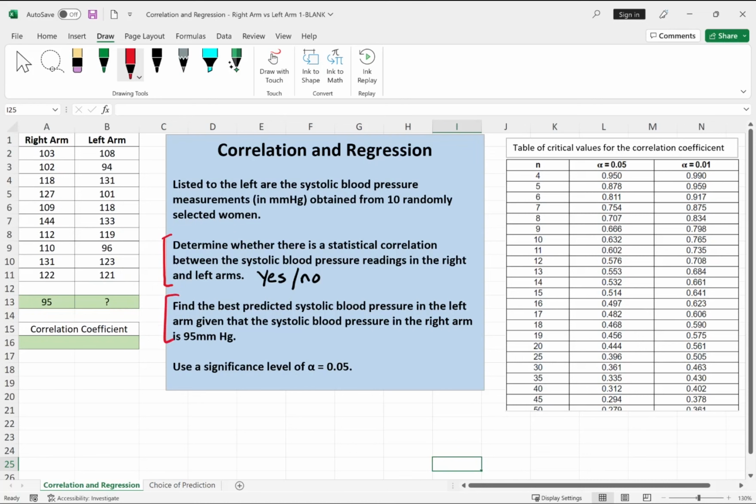Okay, and this last statement, use a significance level of alpha equals 0.05. That's relevant to the first question. Okay, so before we answer this one, let me just go over to the second tab, and I have it labeled Choice of Prediction.